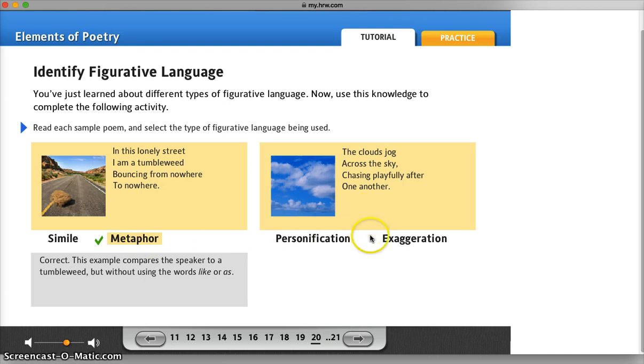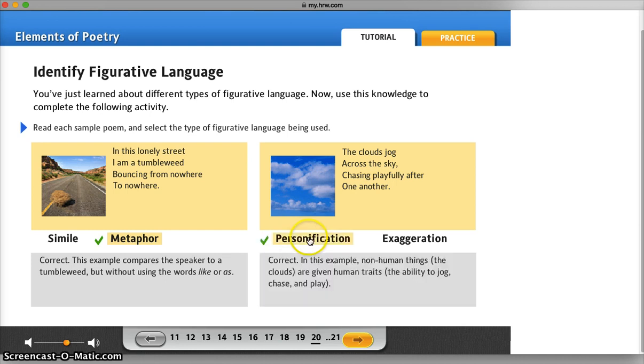Looking at this example, we need to identify if it's personification or a hyperbole. The clouds jog across the sky, chasing playfully after one another. Clouds really can't jog and play and chase, but a person can. So this is personification.